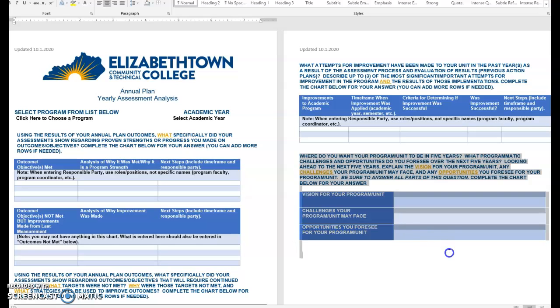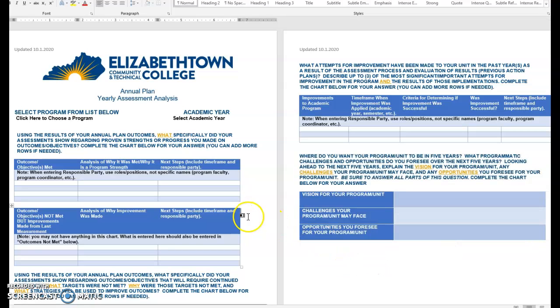you to take a look at your program and where you think it might be in 5 years, or where you want it to be in 5 years. So let me go over how to answer these questions. The first question wants you to analyze which outcomes you met your goal.